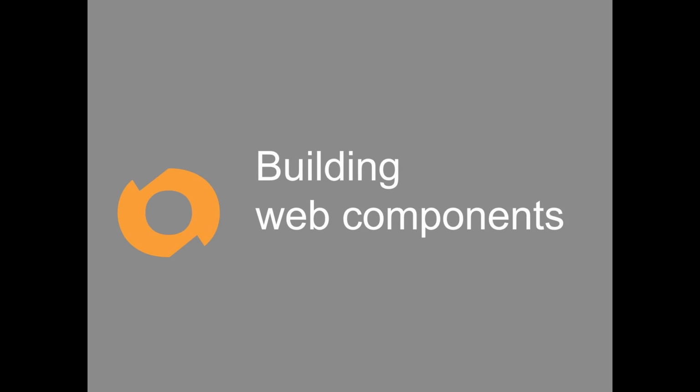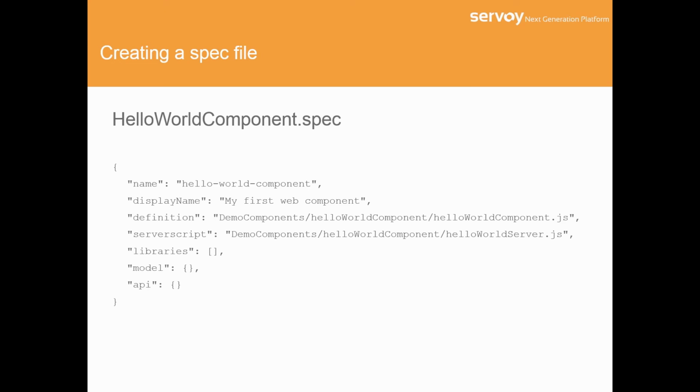All right, building web components. We'll do that in a second, I think, a bit live. So I go over here a bit quickly, just as you've seen in the slide before. This is the most simple spec file that just specifies a name, the display name that you see in the developer, a definition. This is the server-side API if you have any.